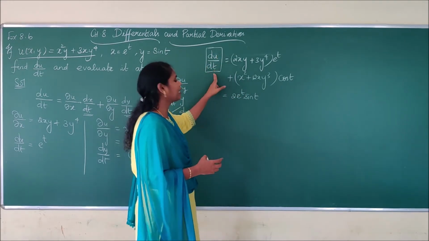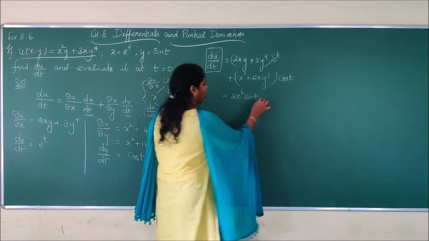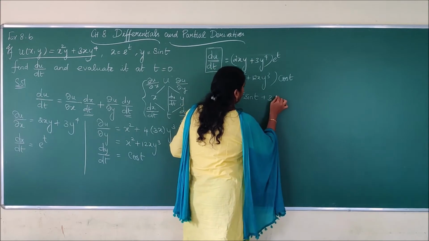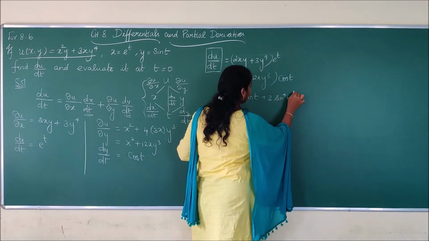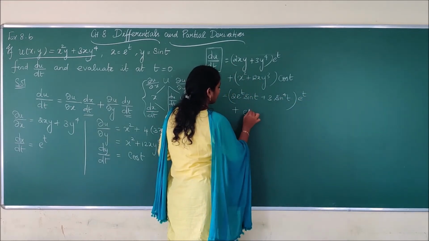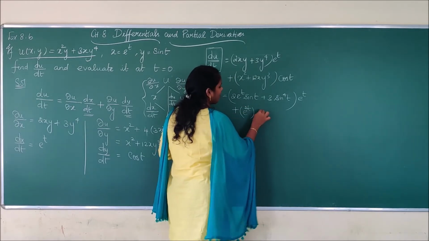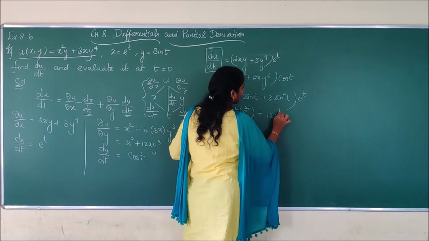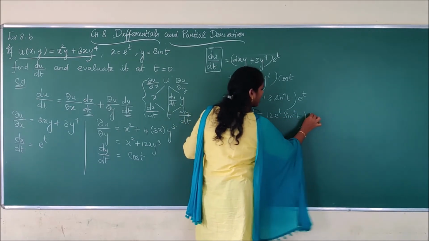If it is du by d some other variable, the answer must be in that variable. So plus 3 into y power 4, y is sine, so sine power 4 t, the whole into e power t, plus e power t the whole square, that can be written as e power 2t, plus 12 into e power t sine cube t, the whole into cos t.